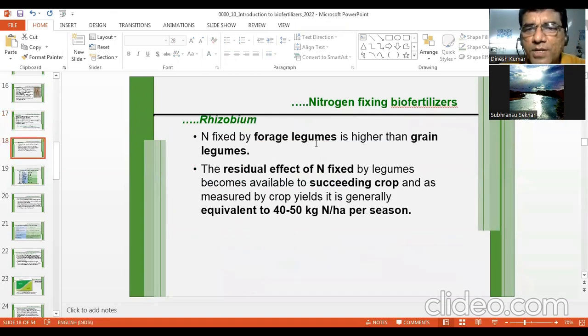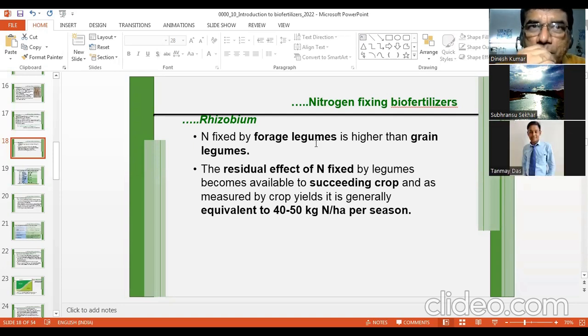So nitrogen fixed by forage legume is higher than the grain legume. So forage legume, can you give me an example of forage legume and grain legume? Name examples of the crops or plants which are under forage legume and grain legume. Students from forage legume. Yeah. Forage legume, berseem. Berseem, good. And grain legume?